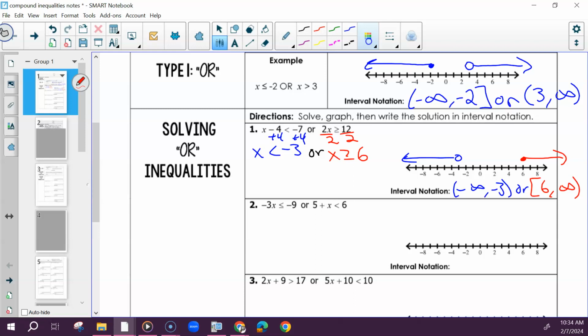Most of your "or"s will look something like this. You may have a mixture of one being a parenthesis, one being a bracket. You may have all brackets. You may have all parentheses in the middle. It depends. Do you have any questions so far?